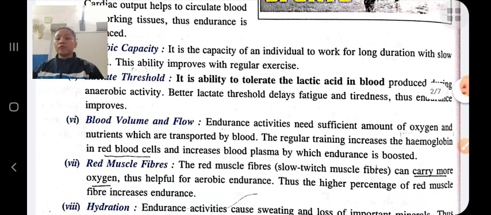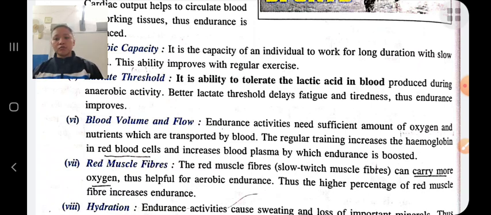Blood volume and flow. If the blood volume and flow are improved, then endurance will be improved because it supplies more oxygen and more nutrients with the help of blood. Okay, so if the flow of blood is more, it will supply more oxygen, which increases the hemoglobin in the cell, and this increases blood plasma, by which our endurance will be improved.